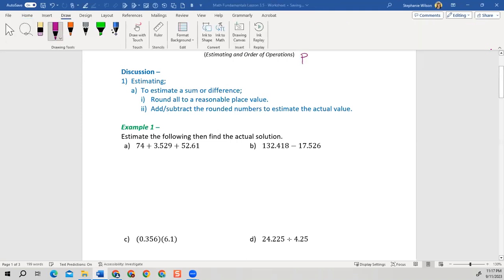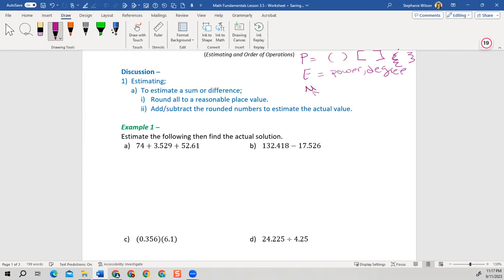So P stands for the parentheses. It could be brackets. It's something inside that we have, like a box, like a present, like a balloon. It's inside. We have to clean that up first. E is going to be my power. It's going to be my degree. It's also called raised to.